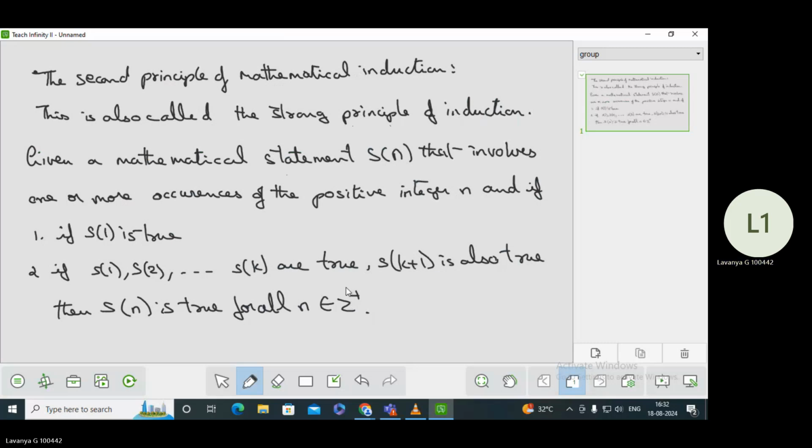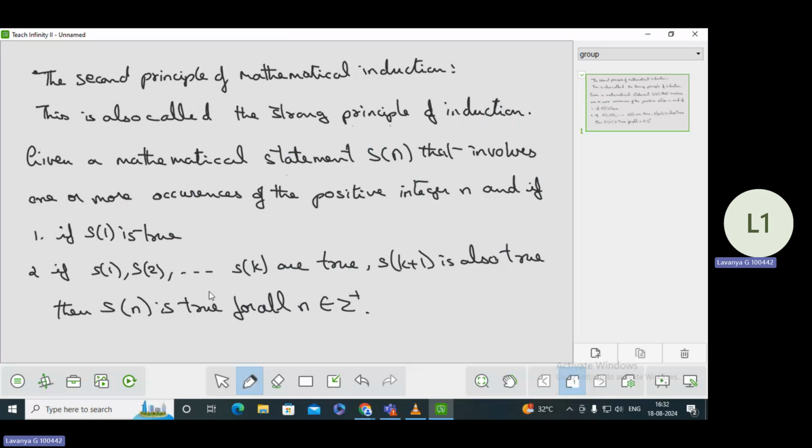Okay. Now the first step is called the basis step. The second step is called the inductive step. I suppose by now everybody would become familiar with this. We don't have to keep repeating this. Now some problems based on the second principle or the strong principle of induction.